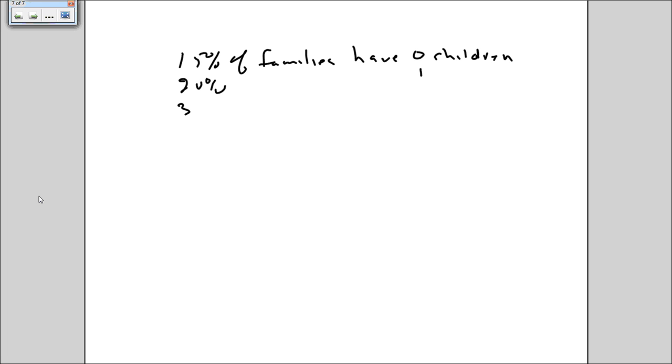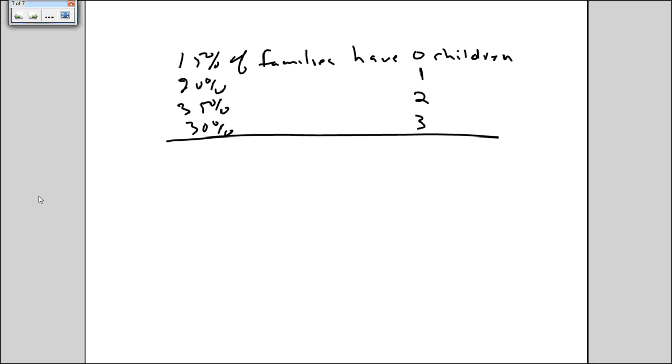And 35% have 2 children, and 30% have 3. Nobody has more than 3, and it's discrete. That is, you can't have 1.8 kids. It just doesn't make sense. What does 0.8 of a child look like? You can't have pi children. You can give children pie to eat, but you can't have pi of them.